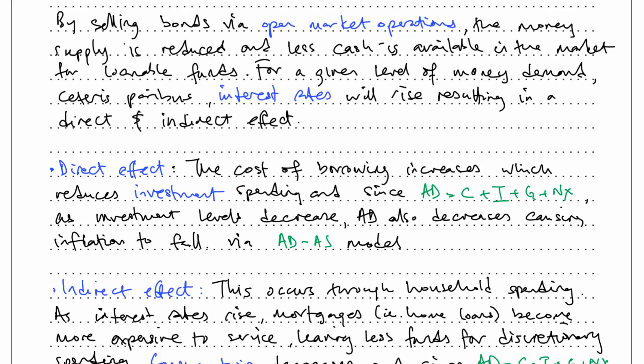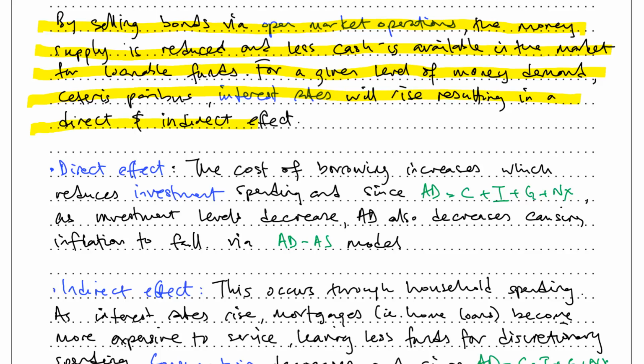Okay, so here's what I've got in the second part. By selling bonds via open market operations, the money supply is reduced and less cash is available in the market for loanable funds. For a given level of money demand, ceteris paribus, interest rates will rise, resulting in a direct and indirect effect. Now, this part is just explaining specifically how monetary policy works and how it has these two effects. You don't really have to go into this level of detail.